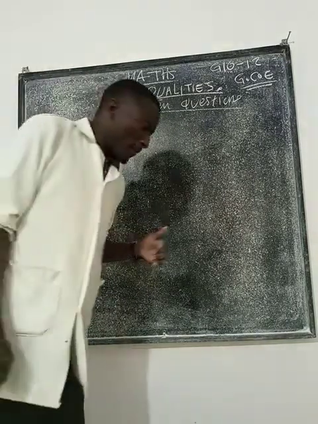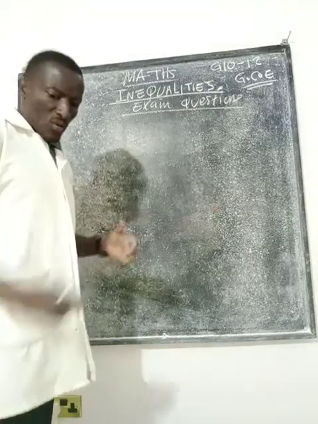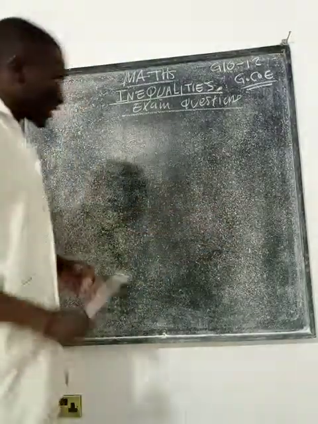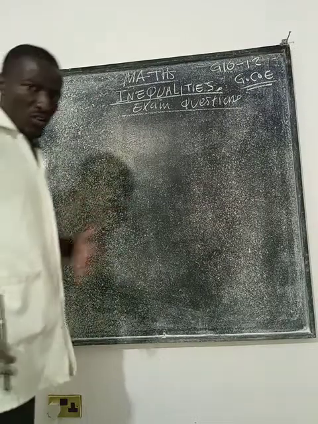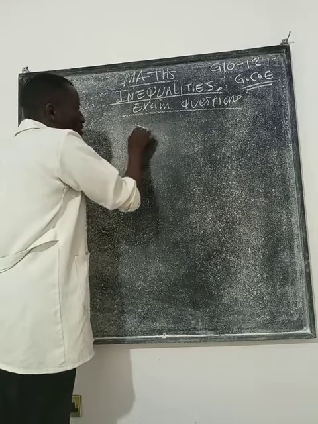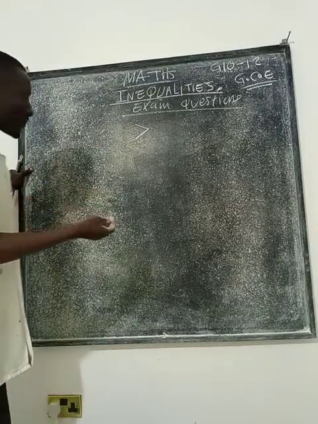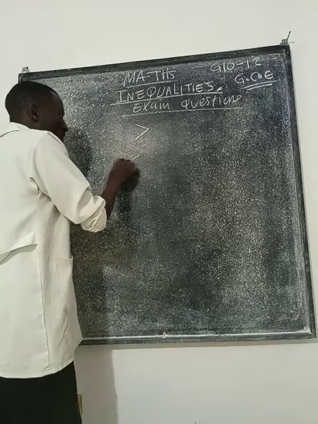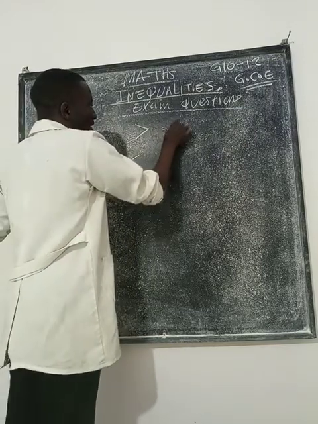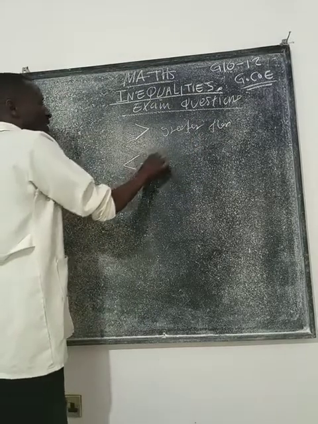In paper 1, we need to know the inequality symbols. Inequality means things are not equal. Expressions, variables are not the same. So we need to take note that there is this symbol which means greater than, and there is also this which means less than. So this is greater than. This one is less than.